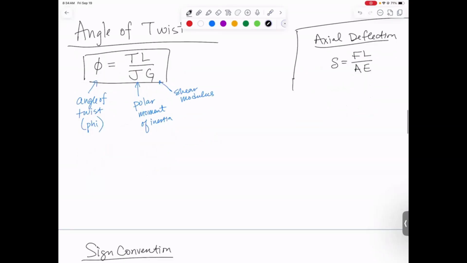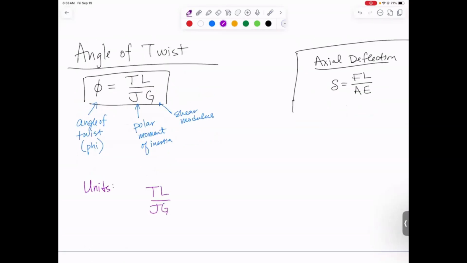What kind of units are we going to get? So TL over JG, let's look at all those units. Torque is something like newton meters in SI units. Length is meters. J is meters to the fourth, and G is newtons per square meter. So what's going to happen to those units? The newtons cancel. I've got meters squared on the top of the fraction with meters to the fourth divided by meters squared. Well, that's meters squared on the bottom of the fraction. So all of those meters are actually going to cancel out. We get dimensionless. Well, I called it an angle. What's our dimensionless angle? Radians.